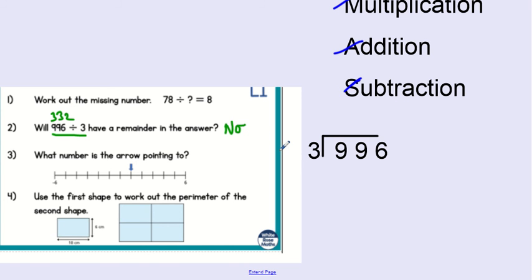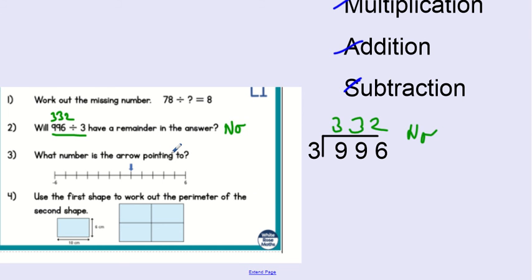Now if you can't do that as a mental method and you've used the bus stop, that's also fine. 3 into 9 goes 3 times, 3 into 9 goes 3 times, and 3 into 6 goes twice. 332, no remainders again. Okay, question 3 then.